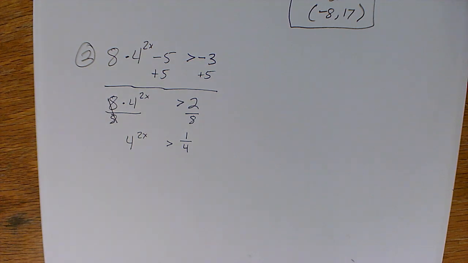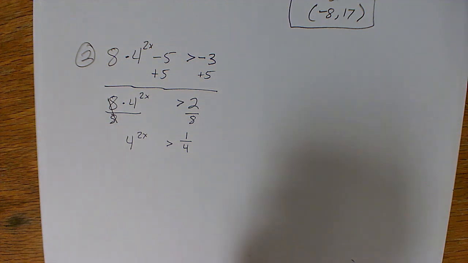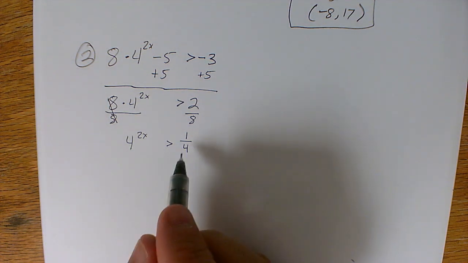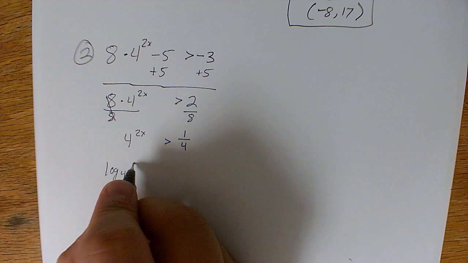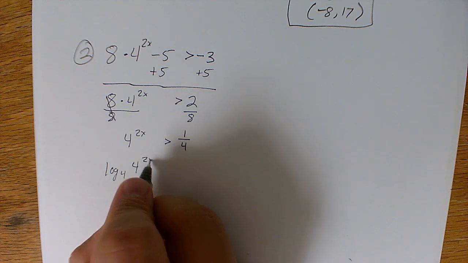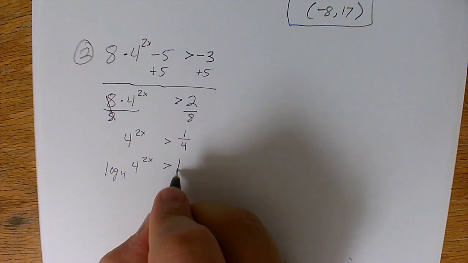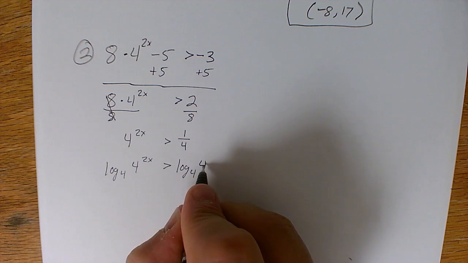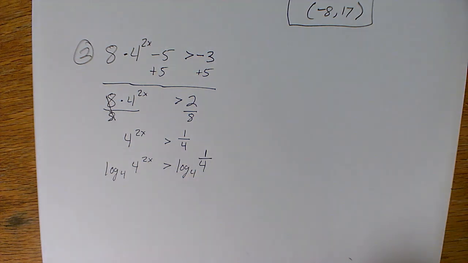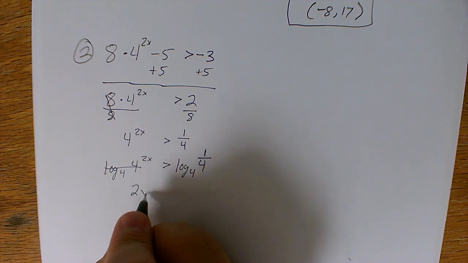So we don't exponentiate to get rid of this, we do the log of both sides. So I'm going to do a log with a base of 4 to the 2x on this side is greater than log base 4 of 1/4. Now that looks horrible because I actually made a mistake. I always make mistakes. This side cancels. We're left with 2x.